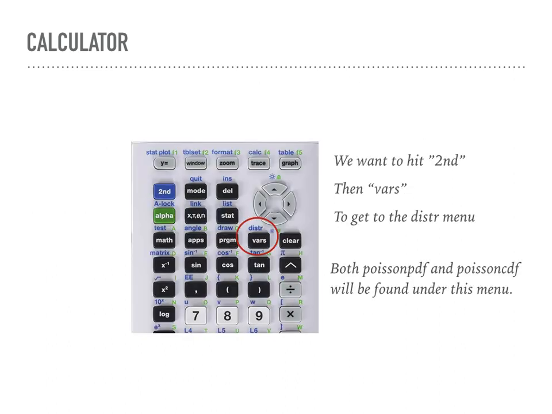Again, to find these functions on your calculator, you'll be using the distribution menu, so you'll want to hit second, then vars to get into the distribution menu. These two should be found right around where the binom PDF and binom CDF functions were found.